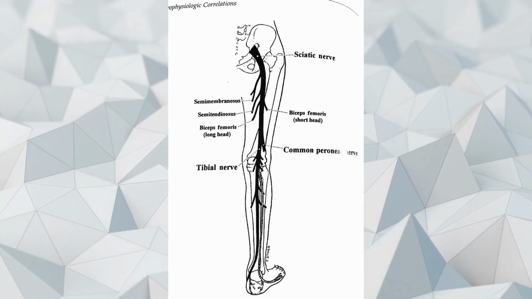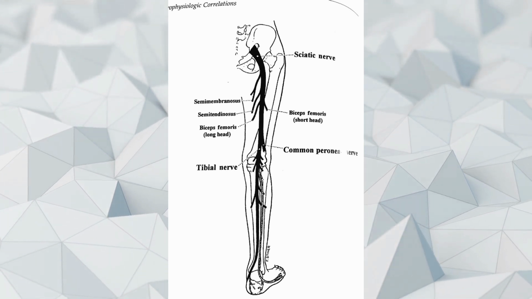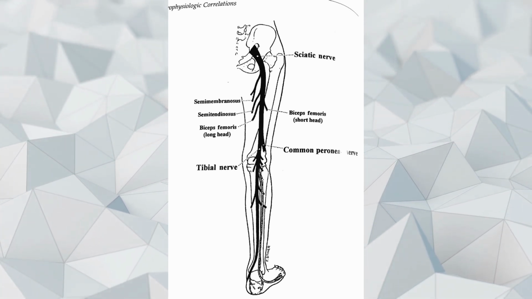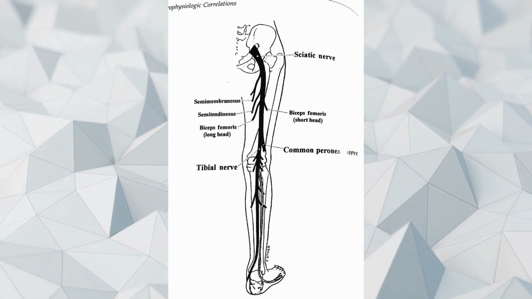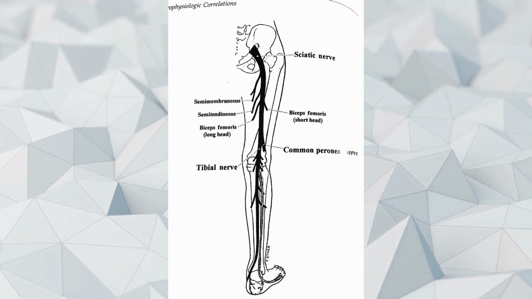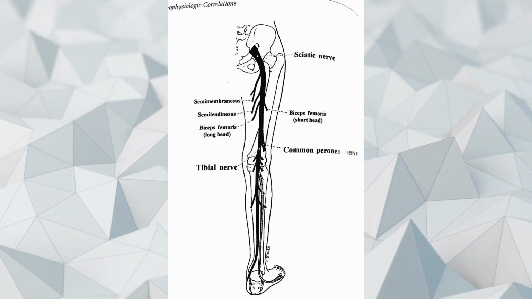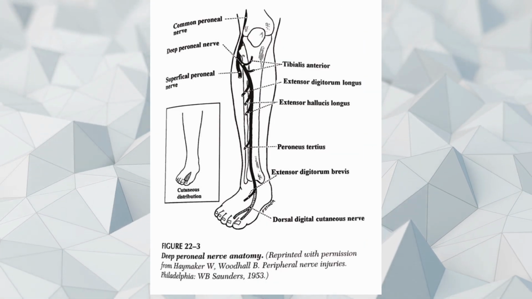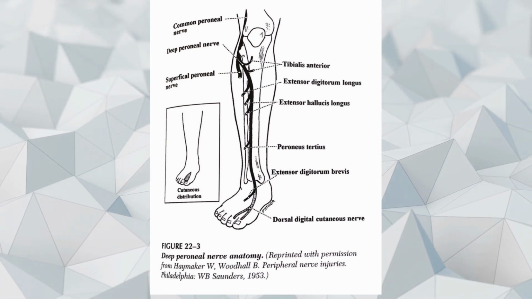The fibular nerve is derived originally from the L4 to S1 nerve roots, travels through the lumbosacral plexus, and has contributions from the sciatic nerve. There's a fibular portion of the sciatic nerve which eventually becomes the common fibular nerve, and that fibular portion of the sciatic nerve innervates the short head of the biceps femoris. The common fibular nerve then differentiates into the deep fibular nerve and the superficial fibular nerve.